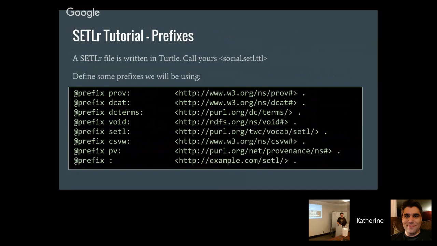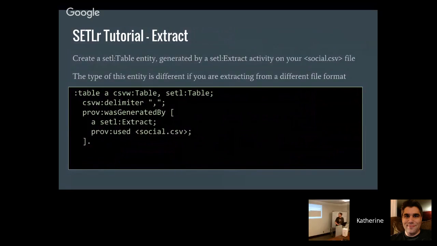So just add them to make your life easier. And the last one is your default for this example. Yeah, exactly. All right, so first comes the extract part. Like we were talking before, you generate a single table entity generated by an extract activity on your social.csv file. This is just what we saw before.